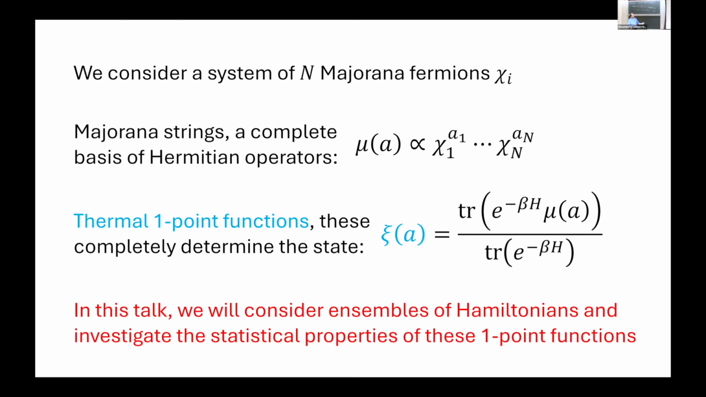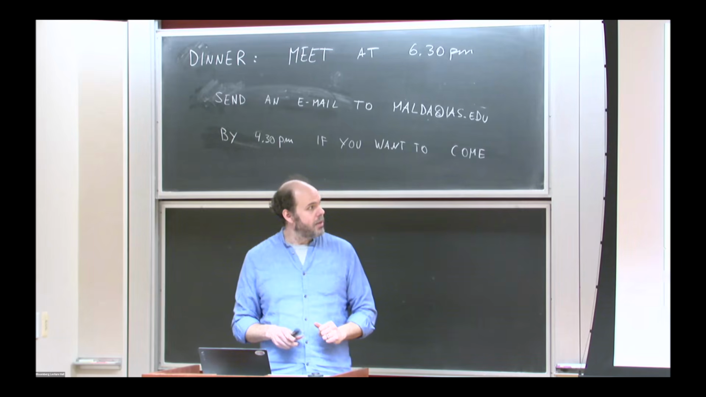In this talk, we're going to think about the thermal one-point functions, that is, the expectation value of these operators in a thermal state. So that's the basic ingredients of the talk. What we're going to think about specifically is ensembles of Hamiltonians and the statistical properties of these thermal one-point functions over this ensemble of Hamiltonians. I'm going to explain what this has to do with this idea of magic, and then separately what it has to do with wormholes, and we'll see how they come together in a minute.